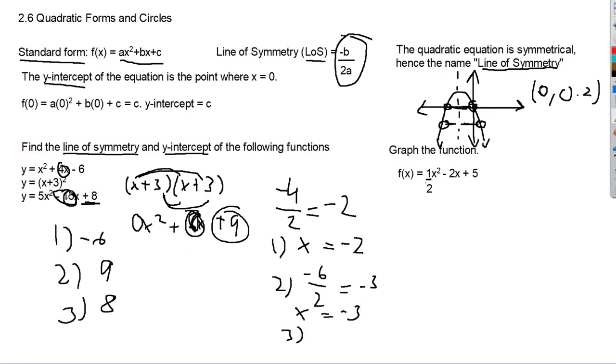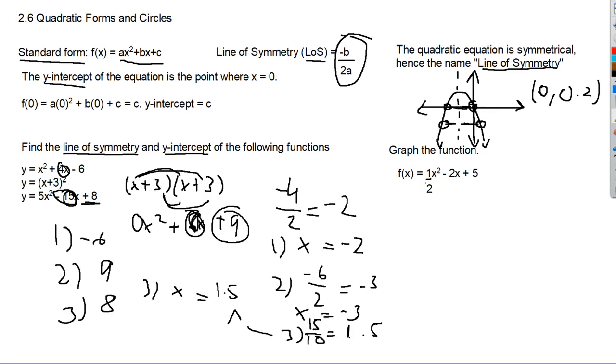Same thing for the third one. -(-15), gotta be careful. So it's 15, and then this 2a, 2 times 5 is 10. So it's equal to 1.5, or 15 over 10, or 3 over 2. So this is x equals 1.5. So that's the answer. x equals -2, x equals -3, and x equals 1.5.